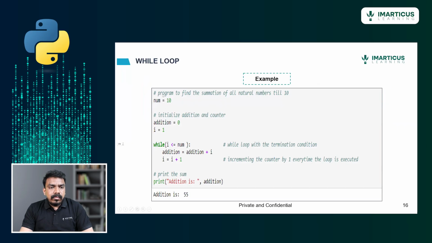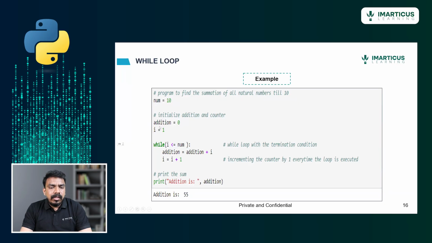So I have created a new variable called num, that is 10, and I am initializing my data, that is addition equals 0, and I have provided i equals 1. Here I am providing a while loop: while i is less than or equal to num, that is nothing but 1 is less than or equal to 10. Yes, 1 is less than or equal to 10. This condition is satisfied. So if this condition is satisfied, then perform this operation, that is addition equals addition plus 1, and you are incrementing the value of i.